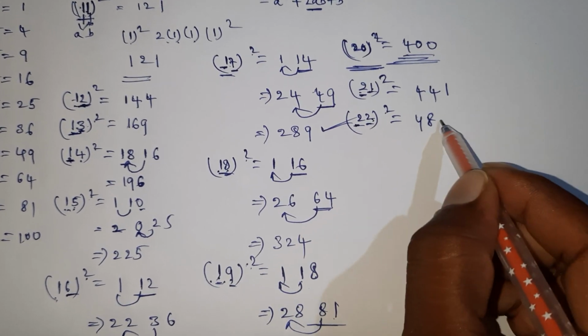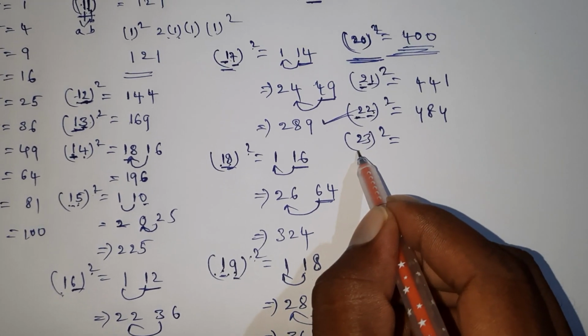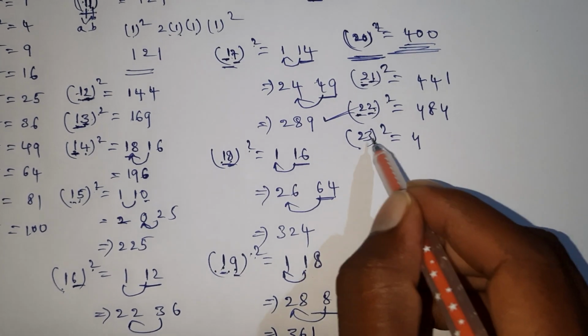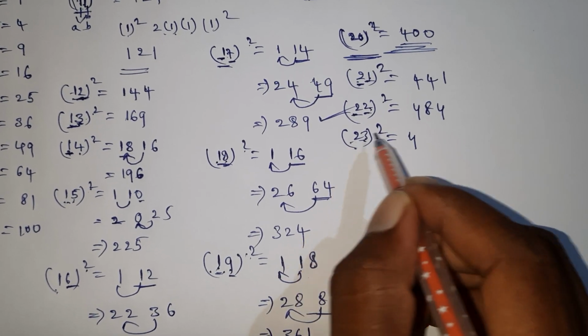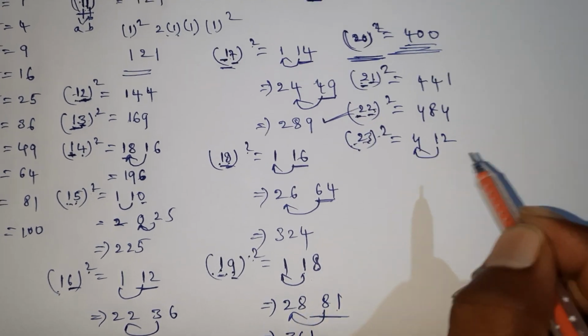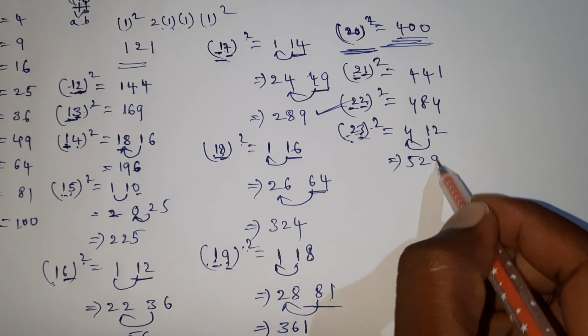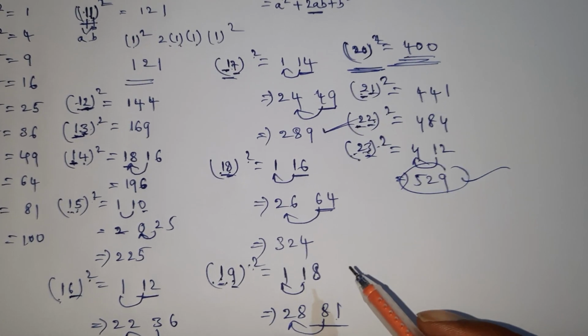Again 2 square is 4, so 484. 23 square: 2 square is 4, and 2 into 3 into 2, 6 into 2 is 12. In this 12, 1 is carry, adding to 4, so 5, 2, and 3 square is 9. 529 is 23 square.